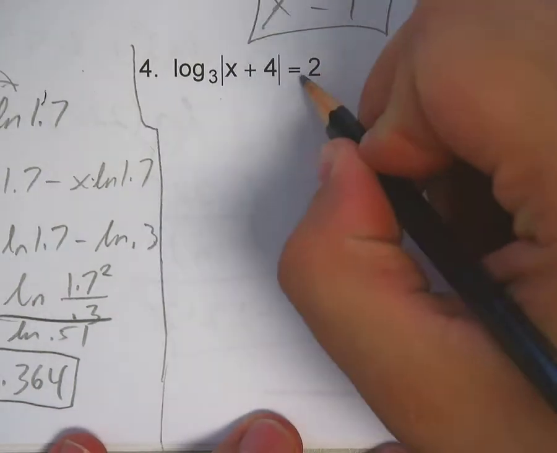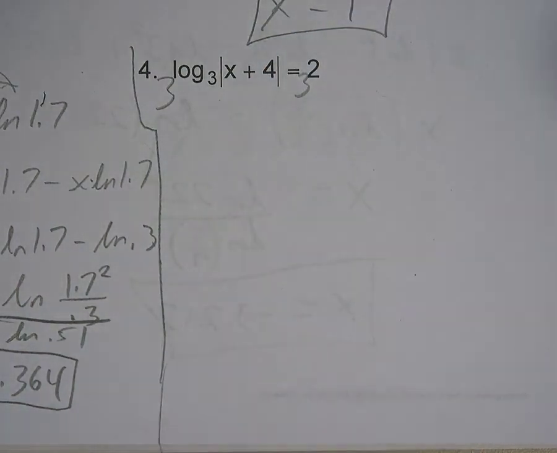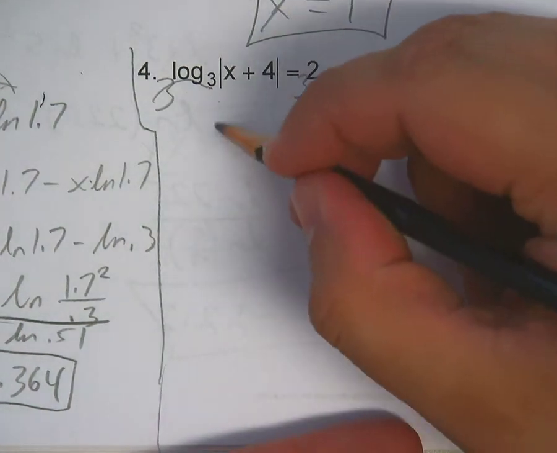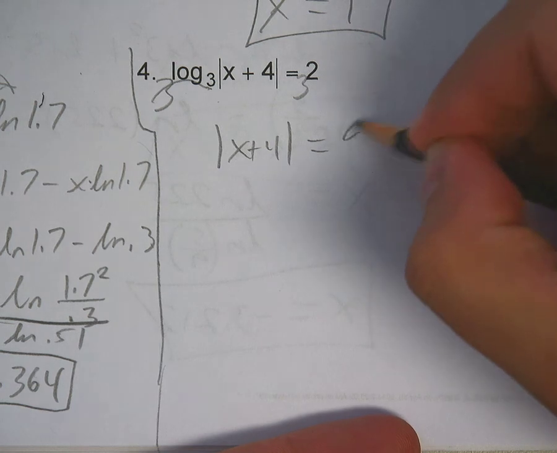Anyway, I've got a log, so let's go ahead and get rid of that. There's only one log, so I can go ahead and get rid of it. And I'll have the absolute value of x plus 4 is equal to 3 squared, which is 9.